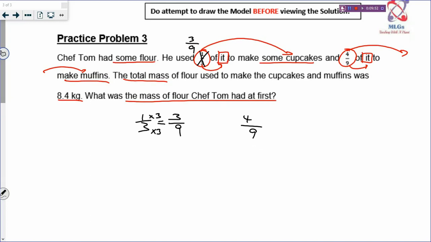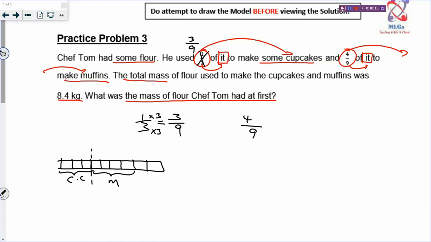So all the flour has how many boxes? All the flour will have 9 boxes. 1, 2, 3, 4, 5, 6, 7, 8, 9. 9 boxes, right? And he used 3 boxes to make cupcakes, so you label 3 boxes to make cupcakes. And then he used 4 boxes to make muffins, or 4 over 9. So this is your muffins.